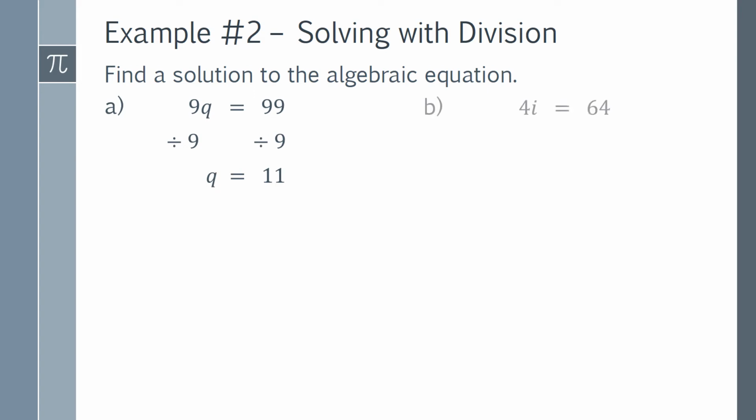Now for part B. 4i equals 64. Once again, the inverse of multiplication is division, so we will divide both sides by 4, and we find that i equals 16. Remember that you can plug in your solutions into the original equation to check your work.